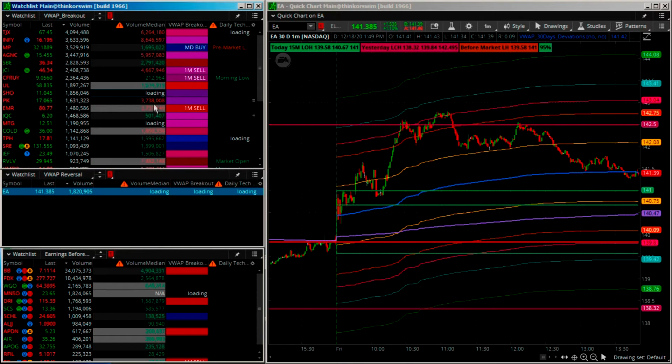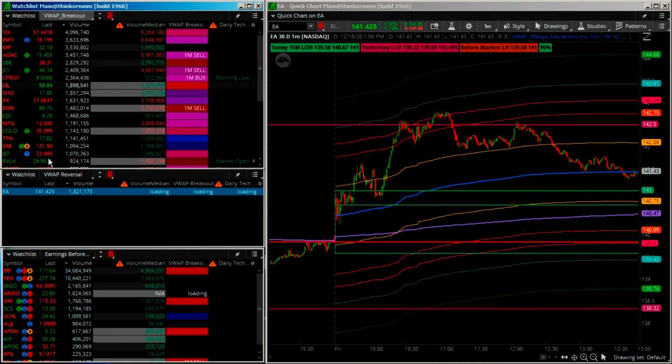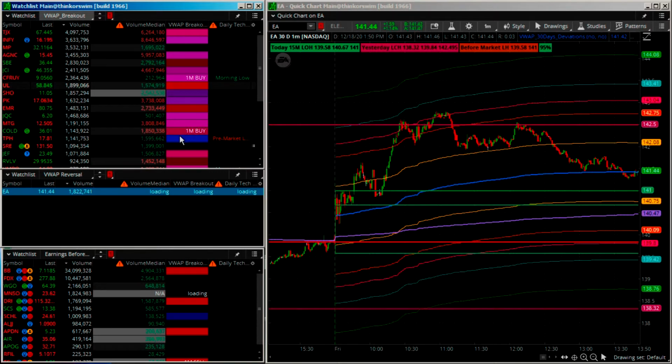Other watch lists would include, let's say, the daily technicals, which is a different watch list that tells you all the stocks that are crossing one of the daily technicals. So daily technicals would be the open, the morning low, the morning high, which is within the first 15 minutes. That is customizable in the code if you want to. It also gives you the lows of yesterday, the highs of yesterday, and the close of yesterday.